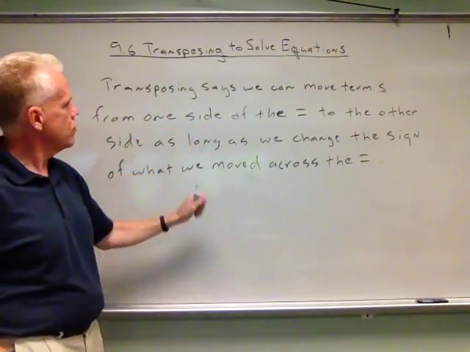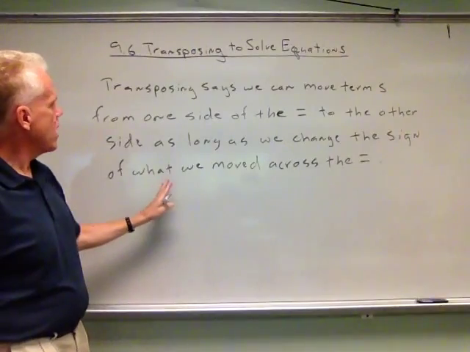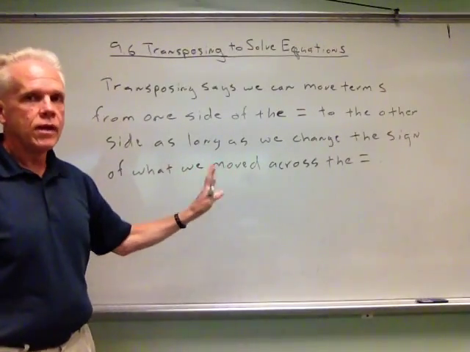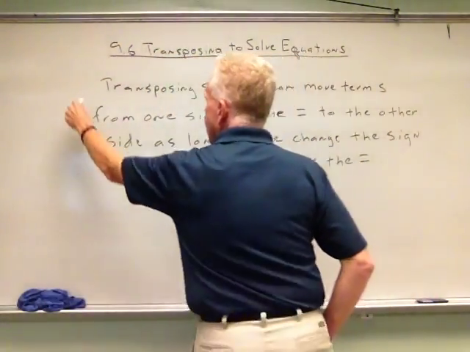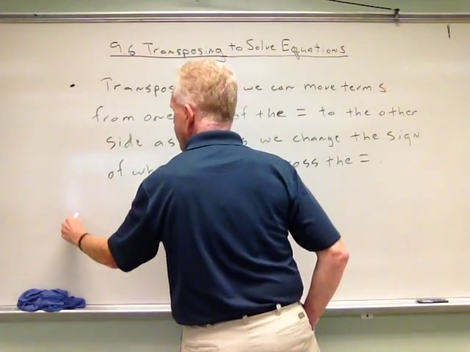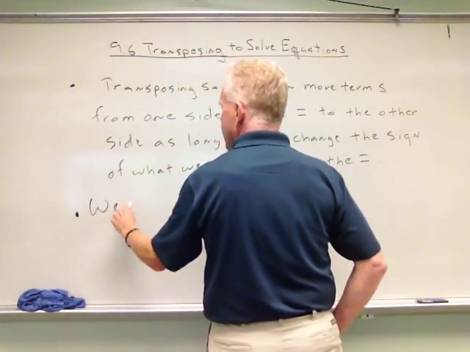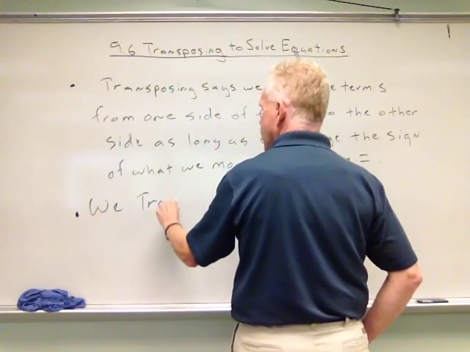So transposing says we can move terms from one side of the equal sign across the equal sign to the other side of the equal sign as long as we change the sign of whatever it is we moved. Now, why do we transpose? That's the first part. The second part, we transpose.